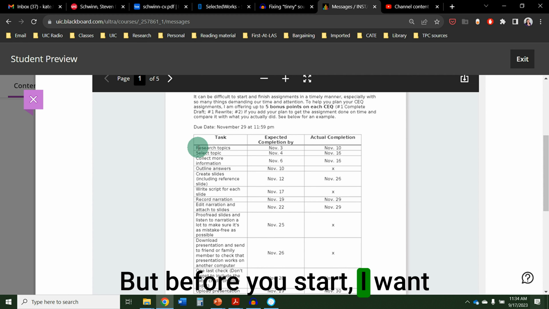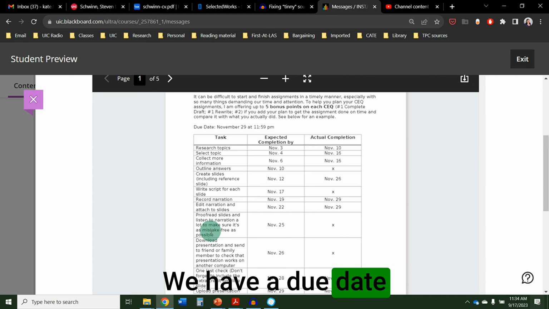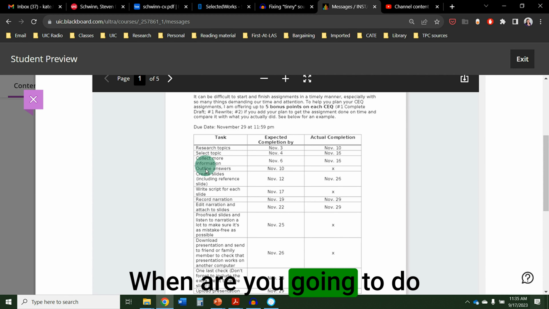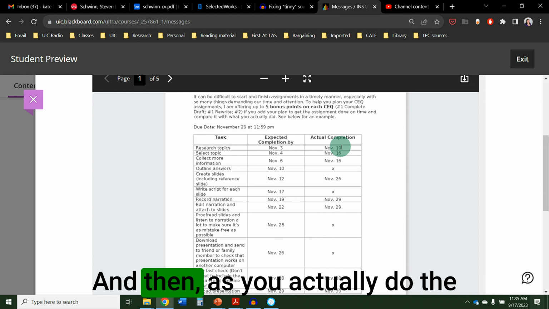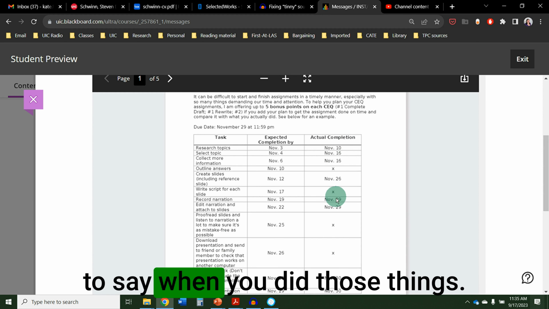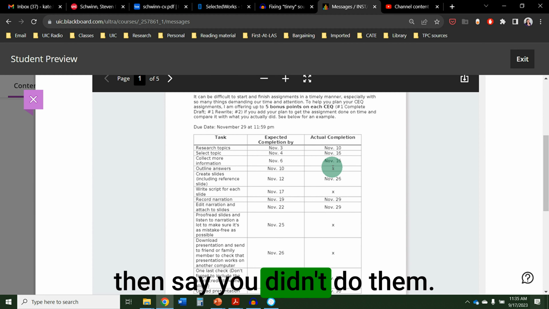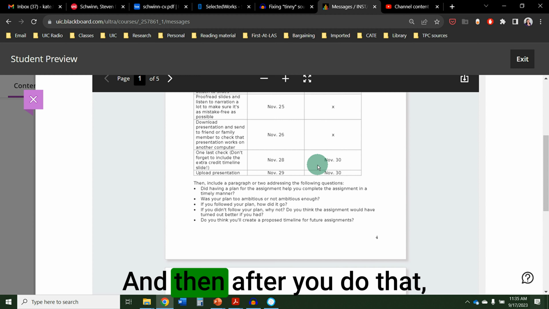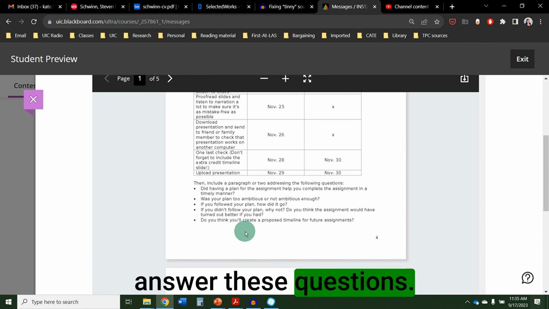But before you start, I want you to plan out, when are you going to do this stuff? We have a due date for the assignment. When are you going to do the work so that you can turn the assignment in on time? And then as you actually do the assignment, I want you to be able to say when you did those things. And if you didn't do them, then say you didn't do them. And then after you do that, I would like you to answer these questions.